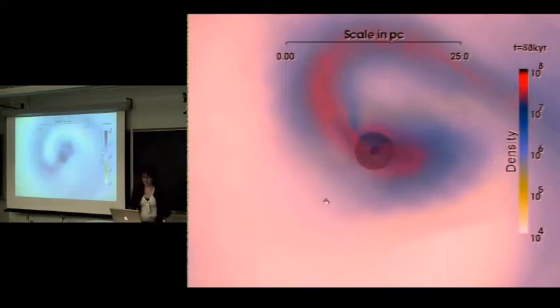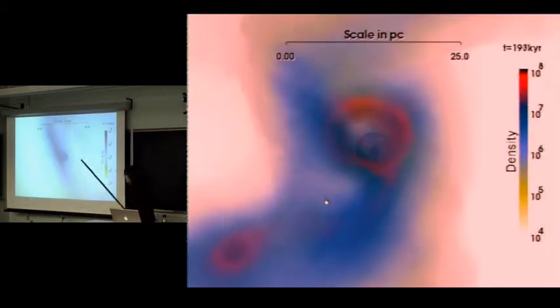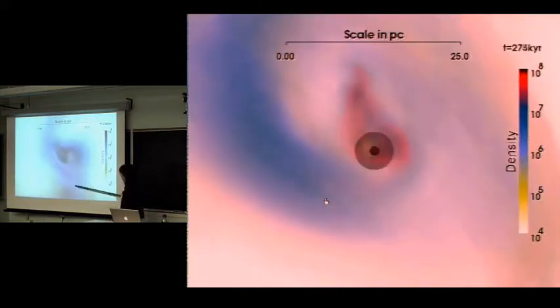And here's what this looks like on a smaller scale, on a scale of 25 parsecs. Here we're closer in, so things are moving a little bit faster. But you see a similar behavior, waves and things moving through the disk, except when this big blob comes in here.